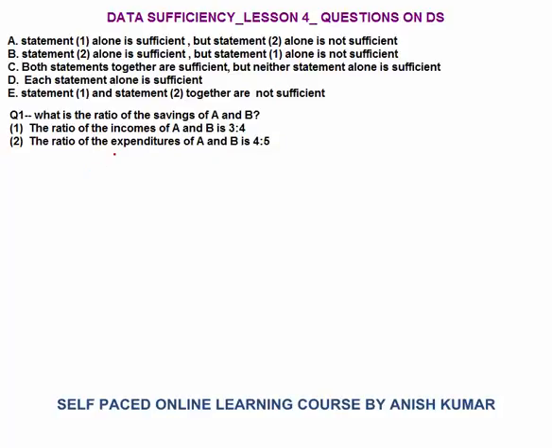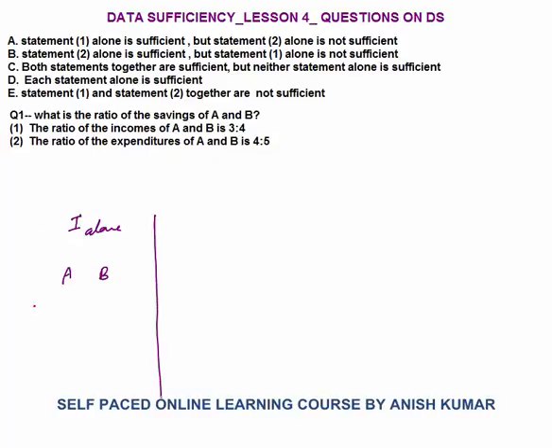Now question 1 is saying, what is the ratio of the savings of A and B? What is saving? Saving means income minus expenditure. Now first task is one alone. Can we solve this question by one alone statement? No, we simply can't solve, because the ratio of income of A to B is given.